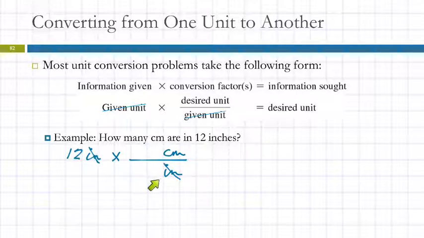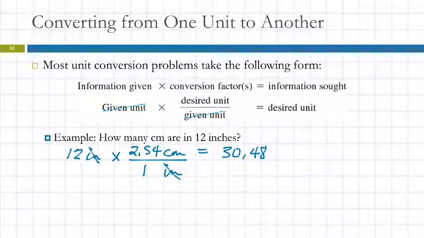But a centimeter is not equal to an inch. These need to be equal. So it's 2.54 centimeters to 1 inch. That's one of the two factors we got from that equality. So then we do the math. 12 inches times 2.54 centimeters per inch, and I get 30.48 centimeters. Is that my final answer?